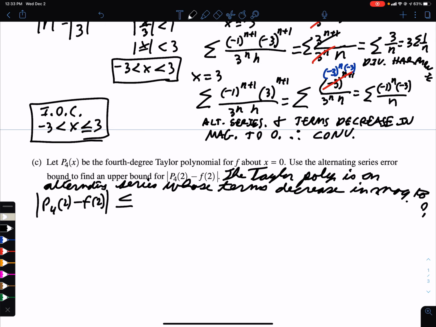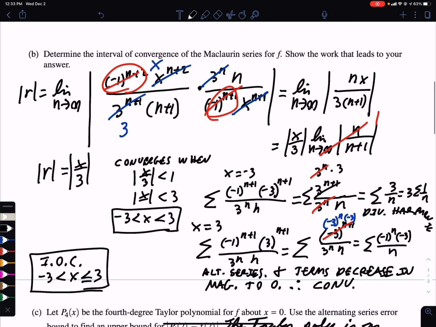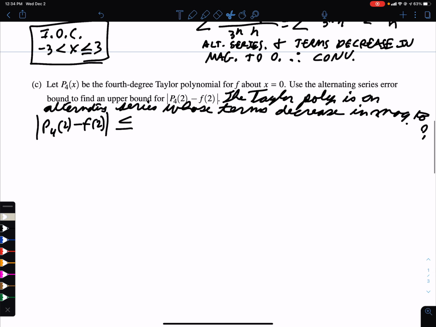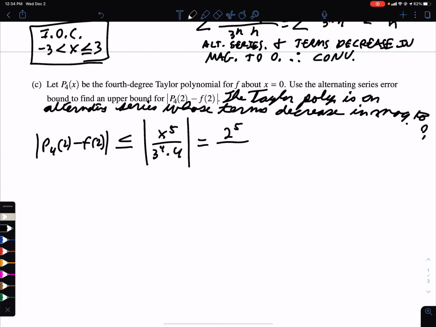Therefore, what is the error? It's the next unused term. Well, what is our next term? We have it already. It's right here. I'm going to copy and paste this. Let me lower all this, give us more room. And it's going to be absolute value. But what is x? It is 2. So that's 2 to the 5th over 3 to the 4th times 4.